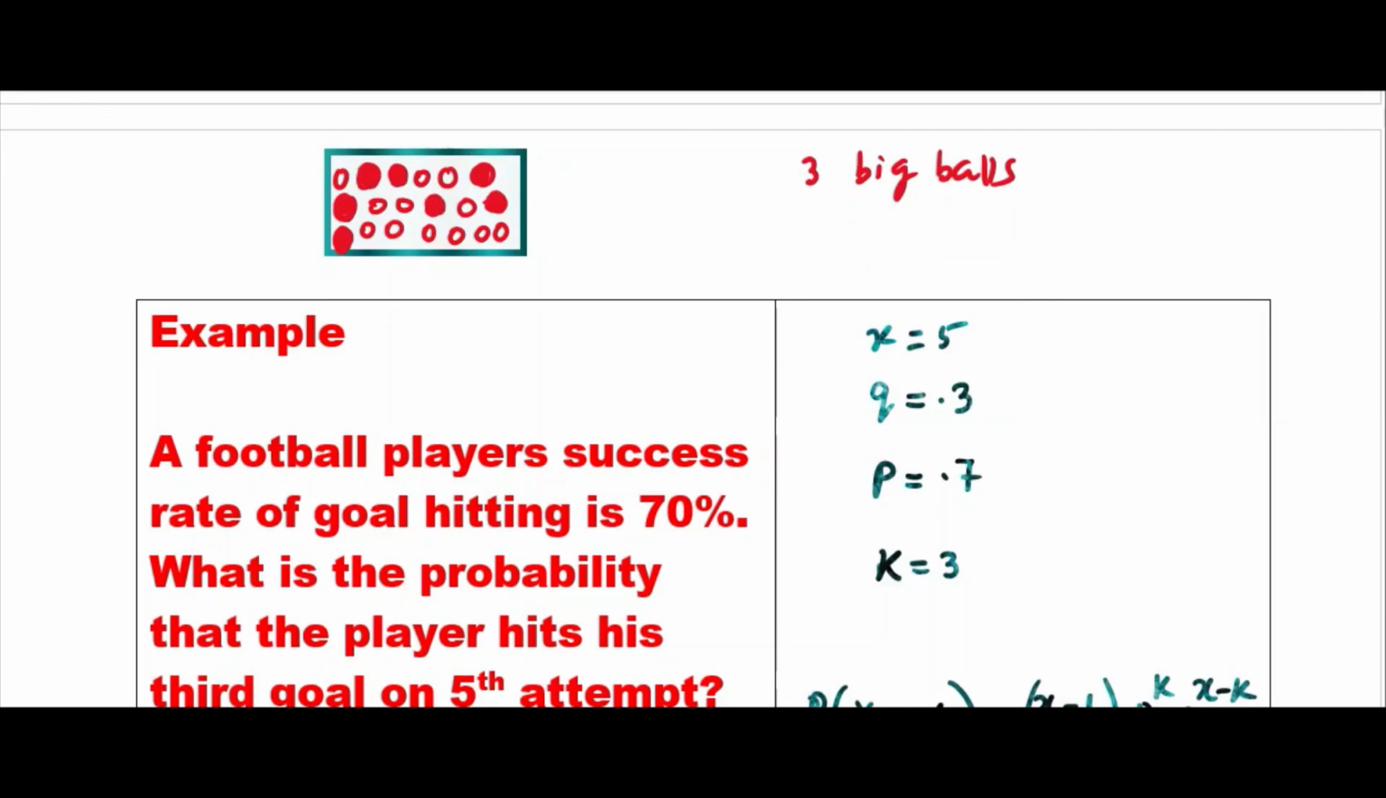Now you close your eyes and randomly pick one, and you check it. If it's a big one, the shaded one in this example, you take it. Otherwise you keep it aside and try another one. That way you have to try, and you stop only when you get 3 big ones. This is one example. Similar to this, you give a practical example.